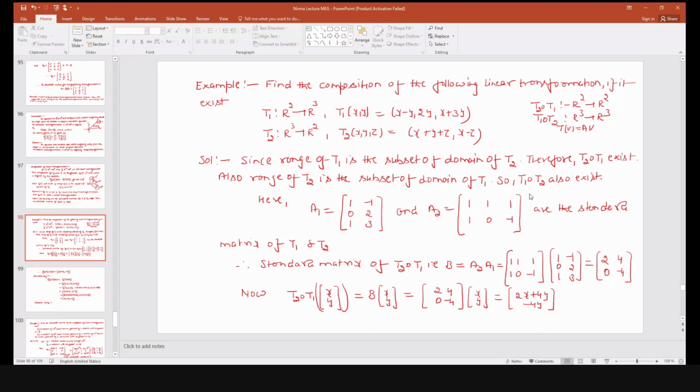Now calculate the standard matrix of T2 o T1, that is B equal to A2 A1. If you calculate this, you will get the matrix 2, 4, 0, -4. Now T2 o T1 is a transformation from R square to R square. So let (x, y) be a vector belonging to R square. Then T2 o T1 (x, y) is equal to B times (x, y). B is 2, 4, 0, -4, so it is equal to (2x plus 4y, minus 4y).